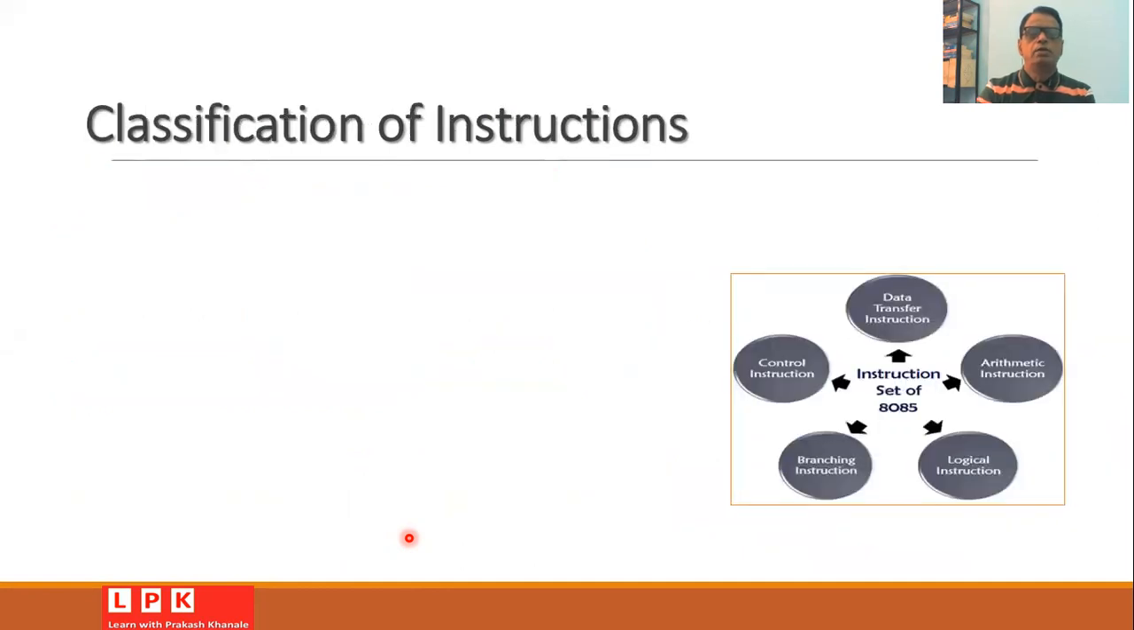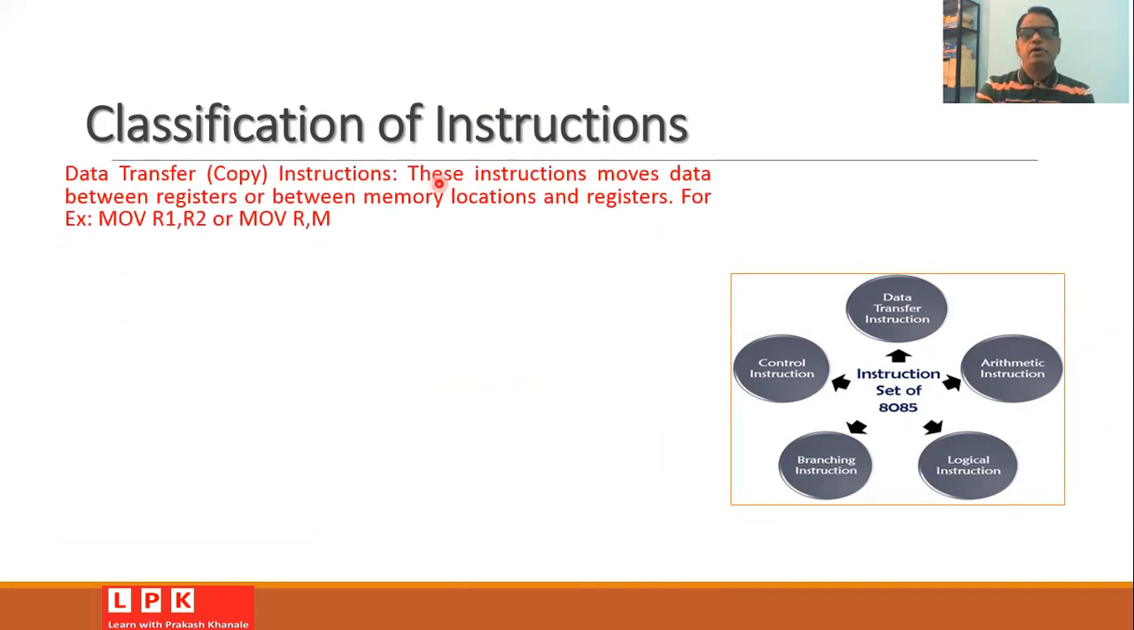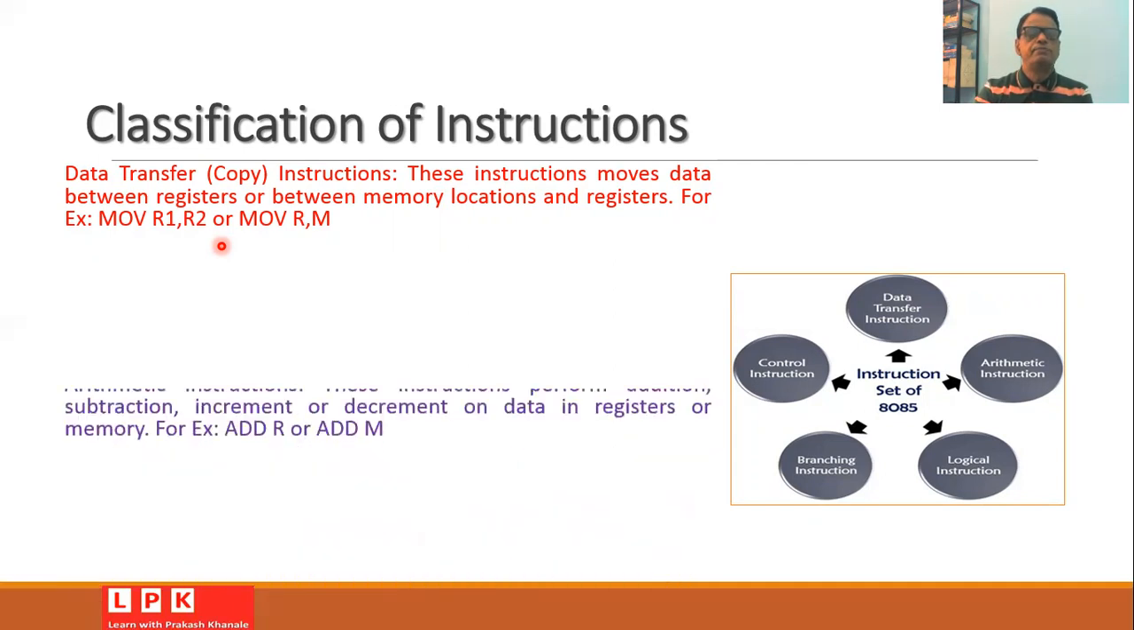Now we will go for the classification of instructions. The first class of instruction is called a data transfer instruction, or sometimes a copy instruction. These instructions are used to move the data between the registers, or between the memory location and registers. For example, when we write instructions such as MOV R1, R2, or MOV R, M, then these are data transfer instructions.